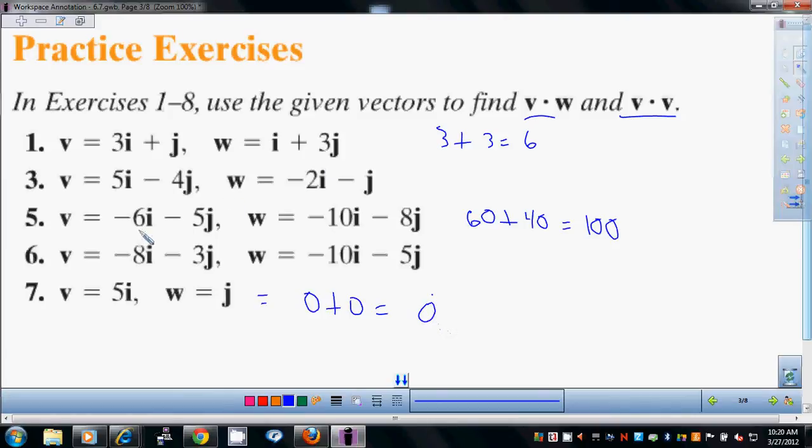Let's do v dot v on number 5. You just have to remember, basically you're just going to square both of these, because you're just multiplying it by itself. Negative 6 times negative 6 is 36. Negative 5 times negative 5 is 25. So the dot product of v dot v on number 5 would be 61.